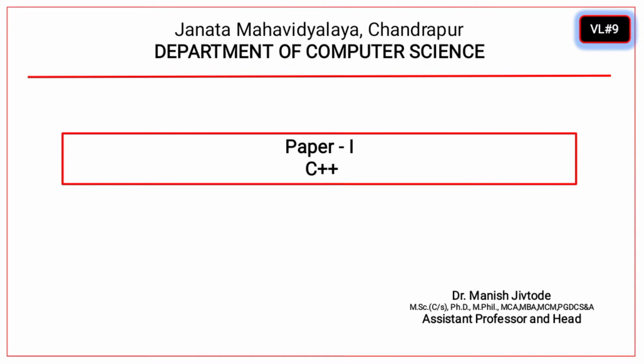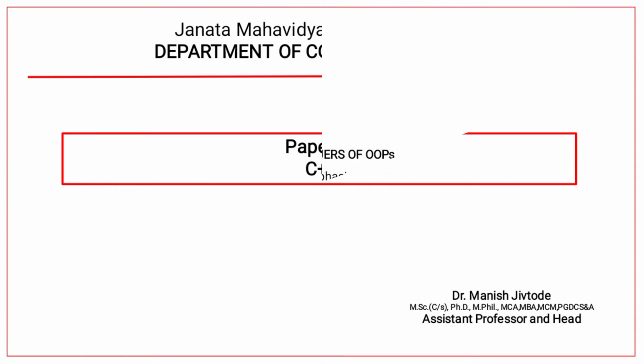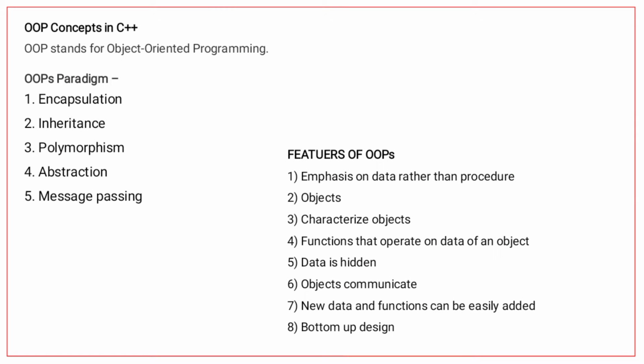Topic is OOP concept in C++. OOP stands for Object Oriented Programming. OOP is a programming paradigm in which every program follows the concept of object. In other words, OOP is a way of writing programs based on the object concept.